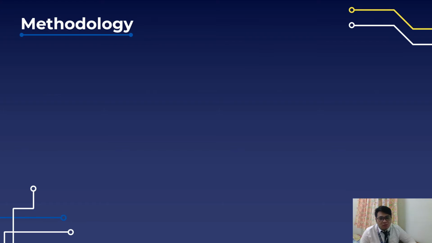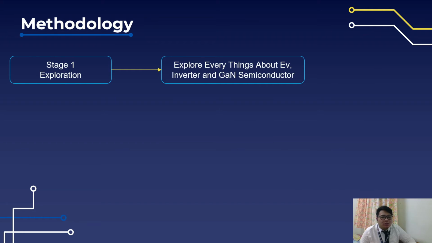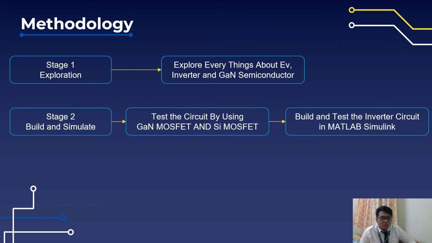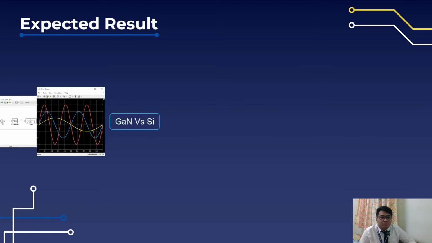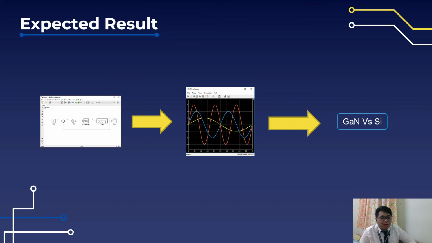For the methodology, there will be three stages in this project. Stage 1 is the exploration, which is to explore everything about electric vehicles, inverters, and gallium nitride semiconductors. The next stage is to build and simulate to test the circuit by using the gallium nitride MOSFET and also the silicon MOSFET, and build and test the inverter circuit in MATLAB simulation. The last stage is the performance comparison, which is to compare the performance of the inverter by using gallium nitride MOSFET and the silicon MOSFET.